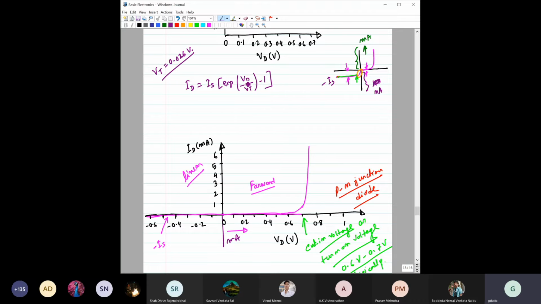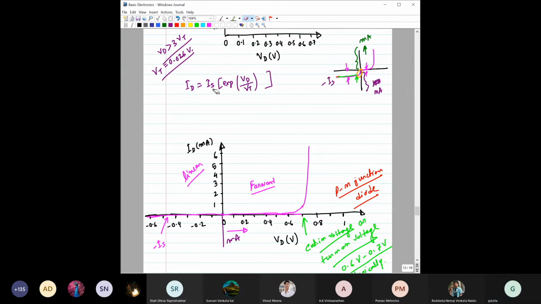Now if this VD is greater than 3 times this Vt, then this is an exponential function, so it will be like the exponential of 3. So compared to this term, you can probably neglect the -1 term, right? If you neglect that, then the diode current equation is simply ID equals IS times the exponential of VD by Vt, considering eta equal to 1. Only this much.